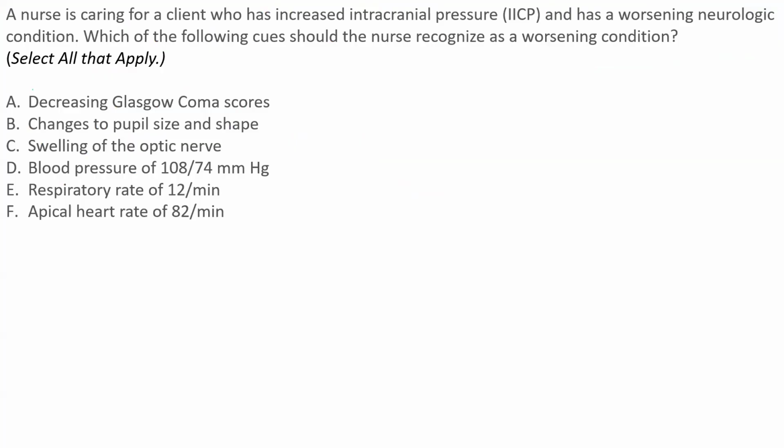Okay, so the nurse is caring for a client who has increased ICP and a worsening neurologic condition. Which of the following cues should the nurse recognize as a worsening condition? And here we are going to list all the manifestations the patient would exhibit for an increased ICP, and the required assessment techniques to find out if the patient has these symptoms.